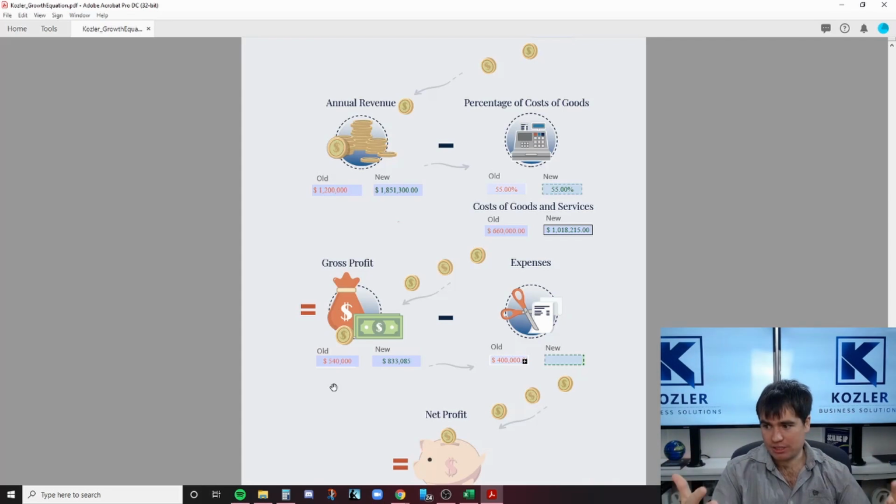That's a massive increase. That's actually an increase of $293,000. That's money that you can now spend on more wages, on rent, on all these different things. But then we go to expenses. So how can we possibly reduce down our expenses?